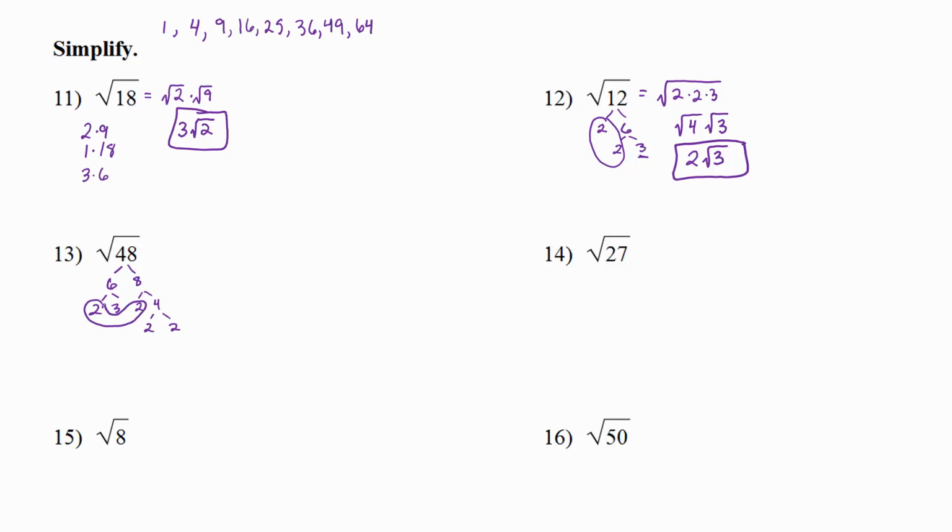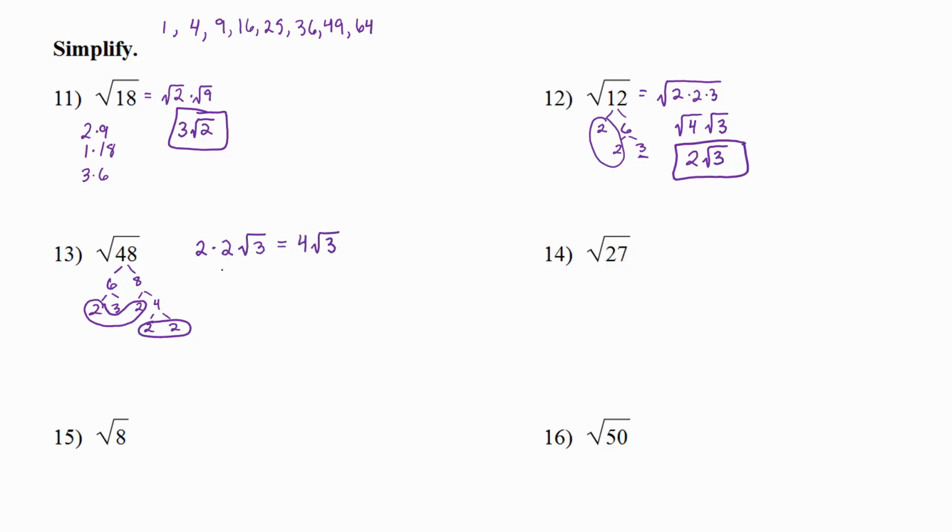They don't have to be right next to each other, but there's a pair of 2's. Here's a pair of 2's. Each of those is going to have one representative from the pair that goes outside, because each of these is representing a 4. 2 times 2 is 4. And so we'd square root them both and get 2's on the outside. Then on the inside, we have a 3 left over. So this is 4 square roots of 3.